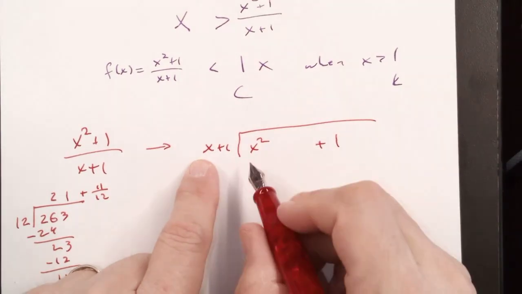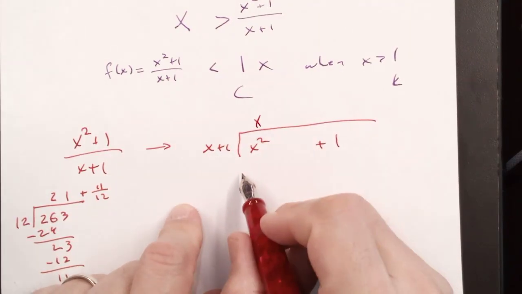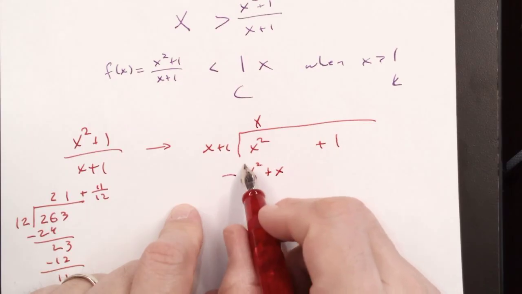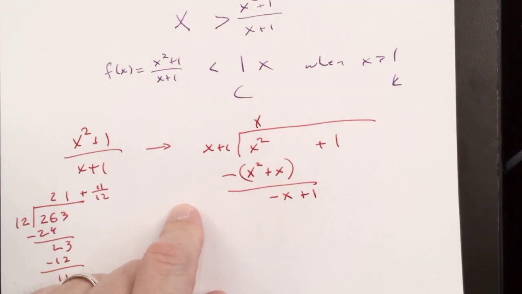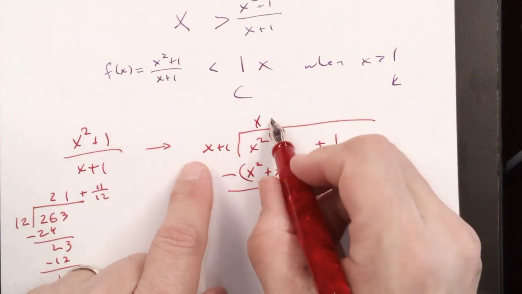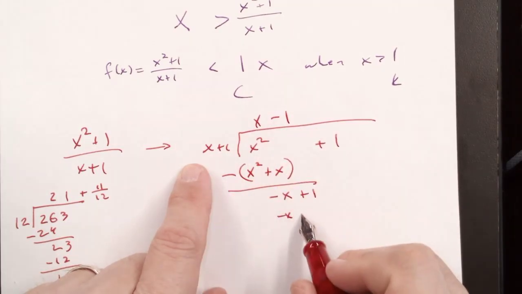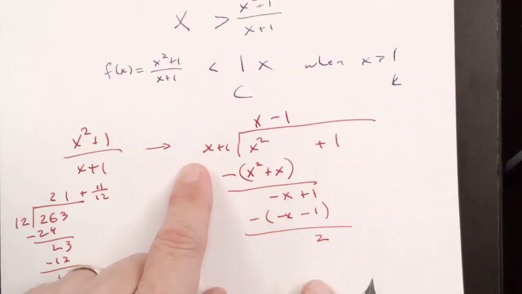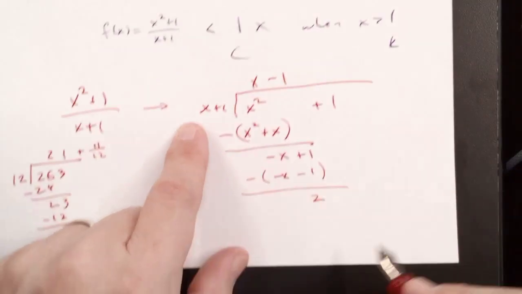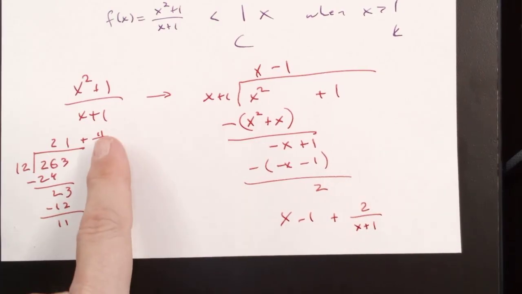How many times does x go into x squared? Well, what's x squared divided by x? It's x. So I multiply, I subtract, I bring down the next piece. X goes into, well, that'll be a minus 1, won't it? Multiply, minus x, minus 1, subtract. 1 minus a negative 1 is 2. There's my remainder. So I get x minus 1 plus 2 over x plus 1, just like I had plus 11 over 12 here.